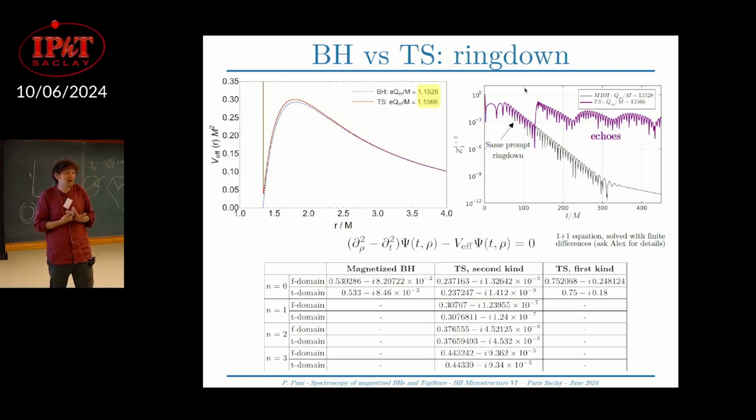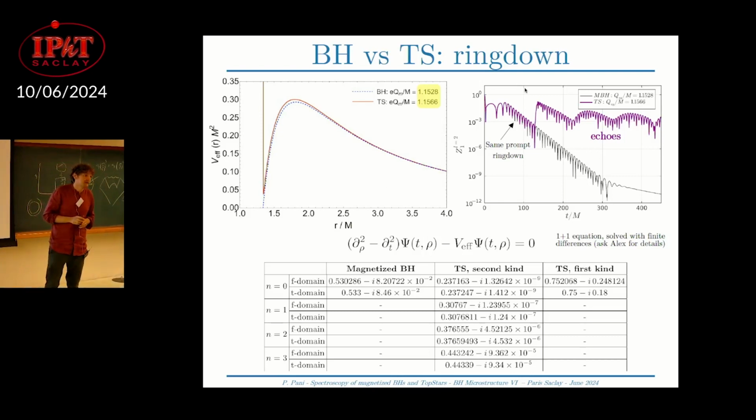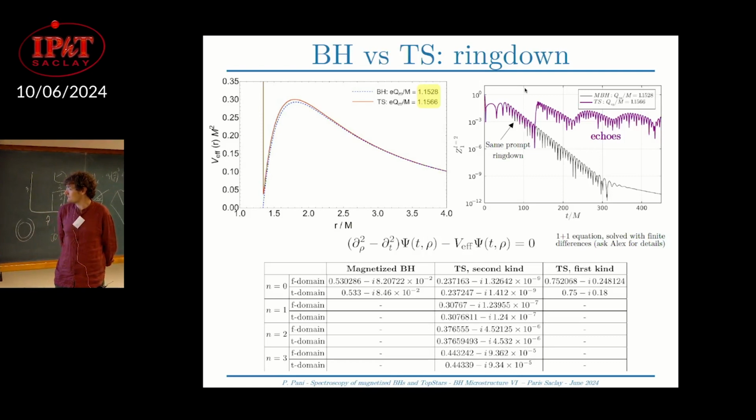What is more puzzling maybe is the fact that at this early time, they ring the same, even though the ring down mode is not part of the spectrum of the topological star in the standard perturbation theory. Yeah, I think actually the first black hole mode is also in the topological star. It's just that n equal 4 will be there.